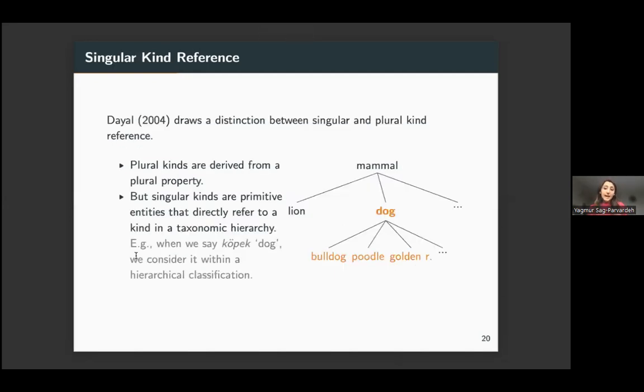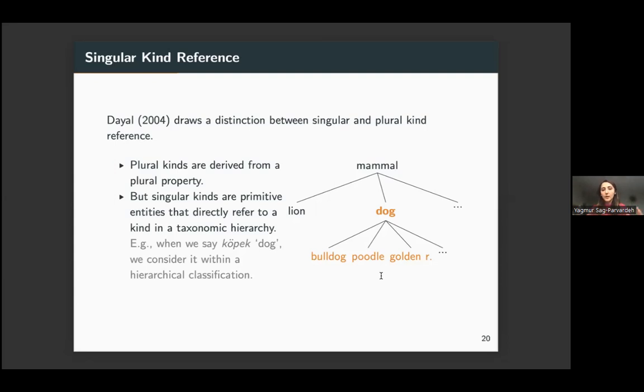However, singular kinds have been distinguished from plural kinds, and let's see what we mean by that. Plural kinds are a derived entity. We derive them from plural properties, but singular kinds are primitive in that they directly refer to a kind. So when we say köpek, for example, we immediately consider it within a taxonomic classification as I represent here. It is a subtype of mammals, and there are lions on the other side, and other mammals on the other side. But the dog category itself also has subkinds.